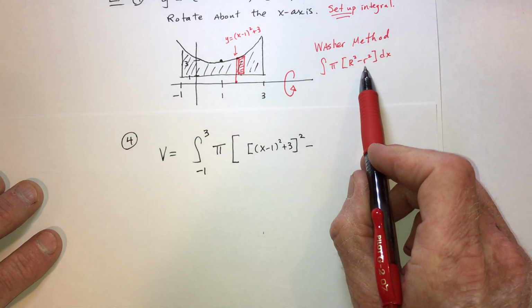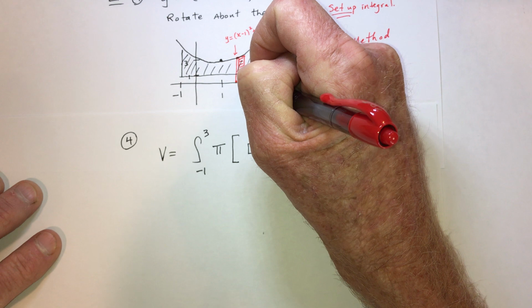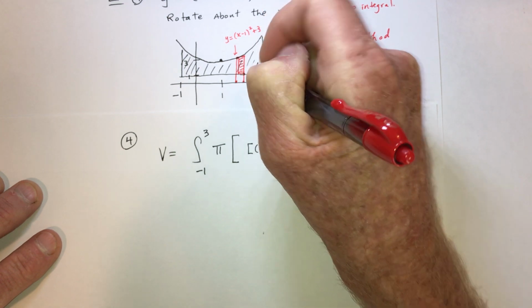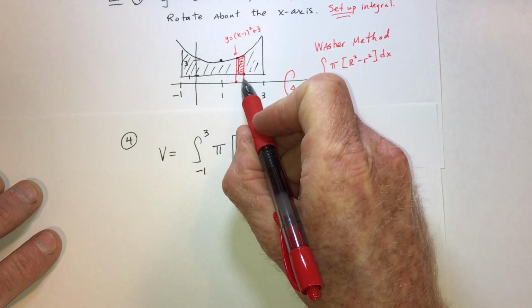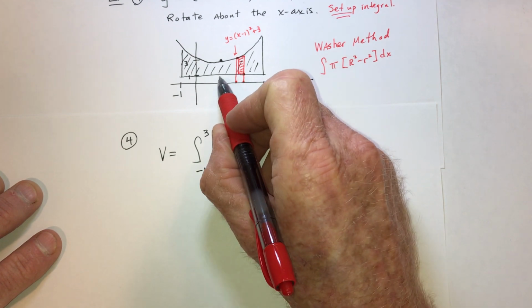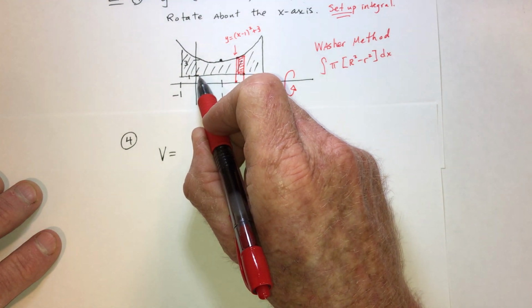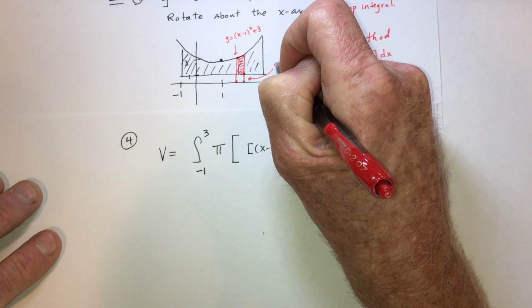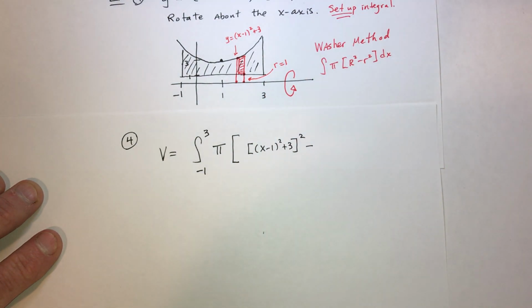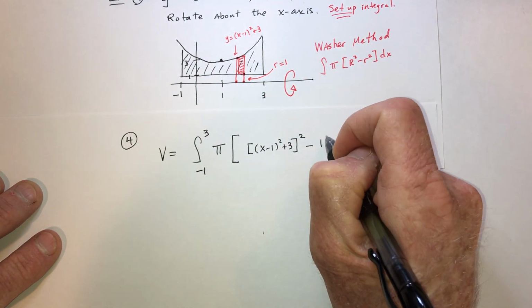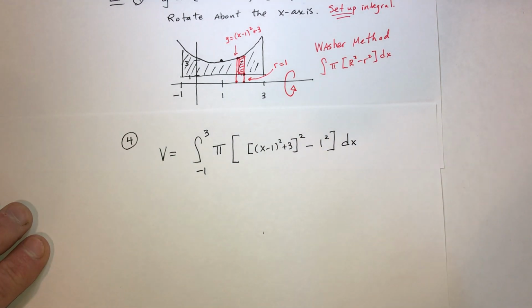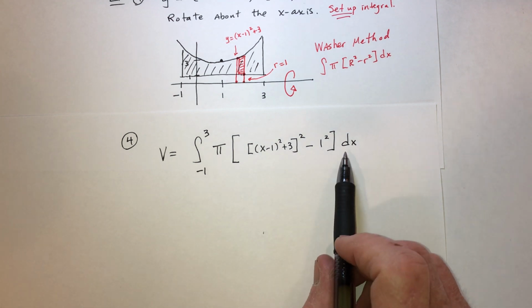Then for this part, the small radius. So the small radius goes from the axis of rotation until it hits the bottom of the rectangle. So that's just this little gap right here, which no matter where you go, that's always a gap of 1, because this is the line y equals 1. So that means that the little radius is equal to just the number 1. And then that would be integrating with respect to x, so that's a dx at the end.